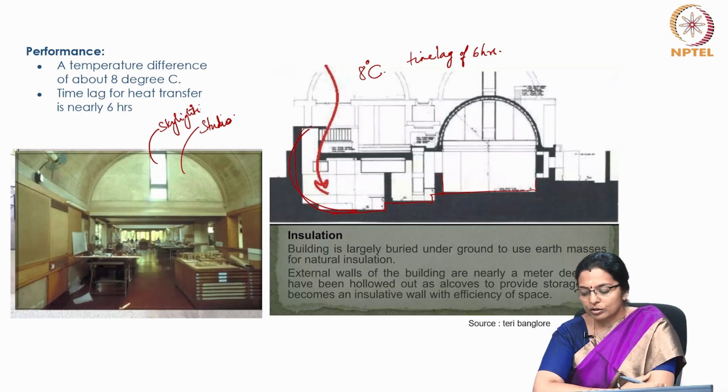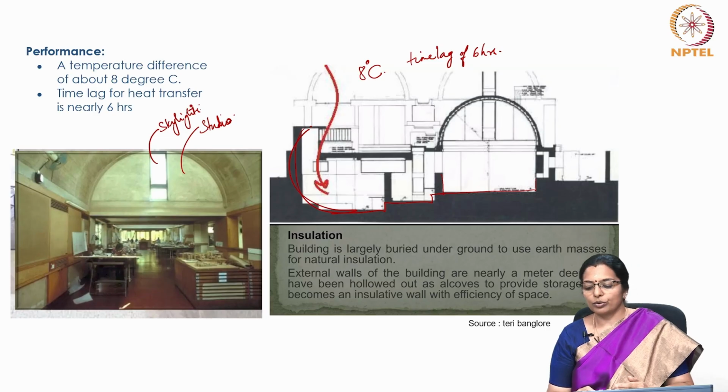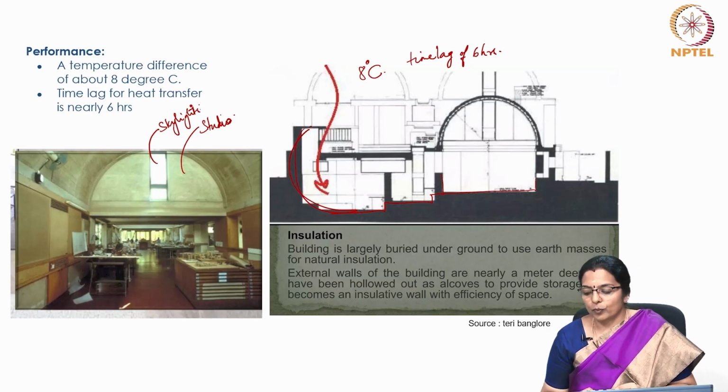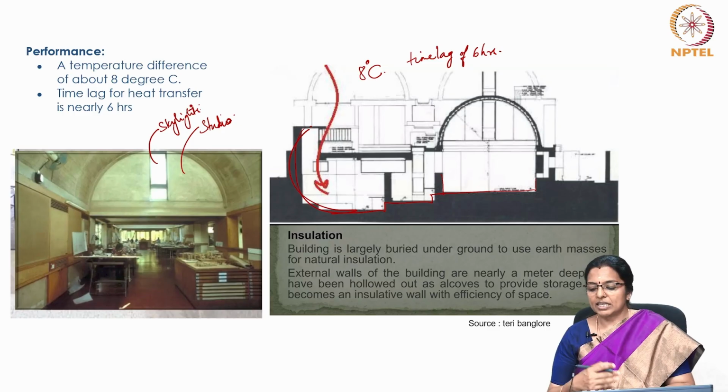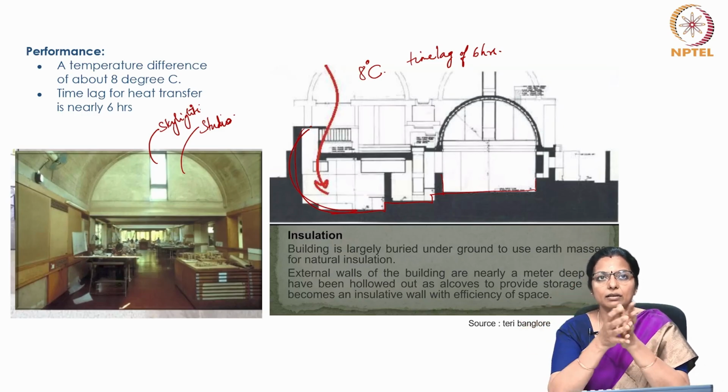The external walls of the building are nearly a meter deep but have been hollowed out as alcoves to provide storage, and then become an insulative wall with efficiency of space. So, with this, we conclude this lecture on earth sheltering.